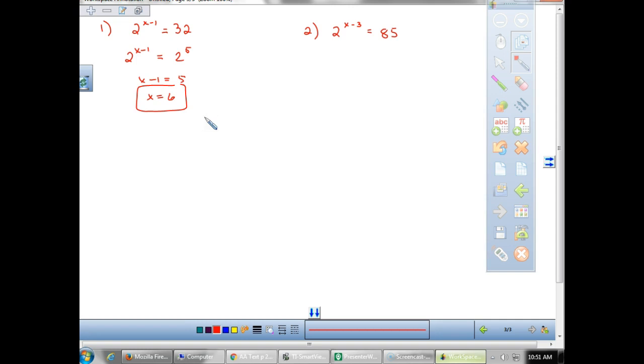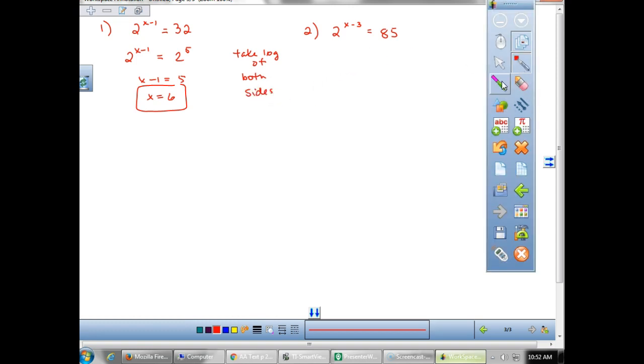Okay, so did you get 6? Yeah. Oh, I'm sorry. I'm going too fast. But y'all see it would be 6, right? So that's not a new skill. Look at number 2, though. What do you notice about number 2? We can't use a common base because there isn't a common base. We're going to have to use logs. We're going to have to take the log of both sides. And it's only necessary when you don't have a common base.